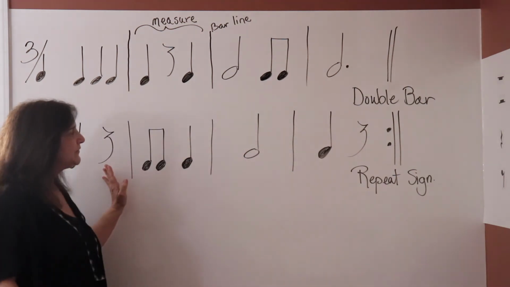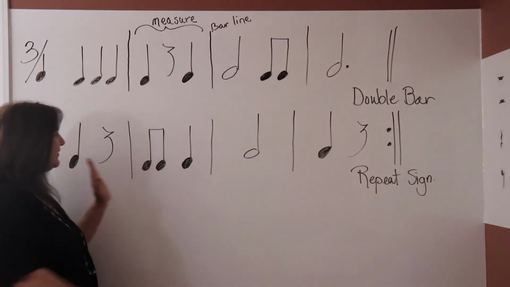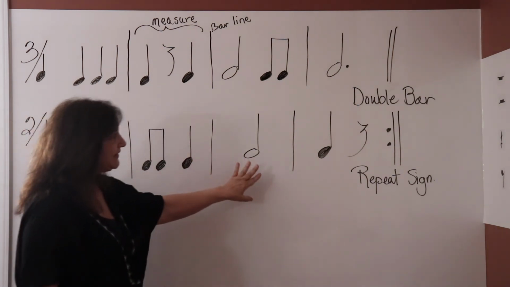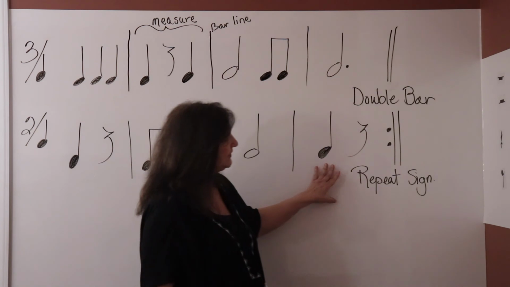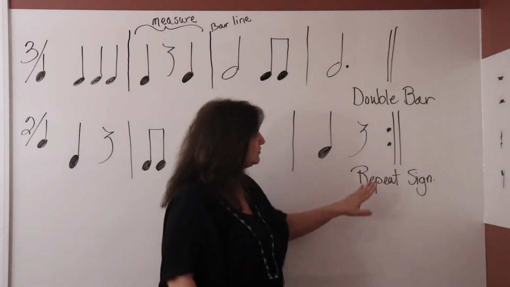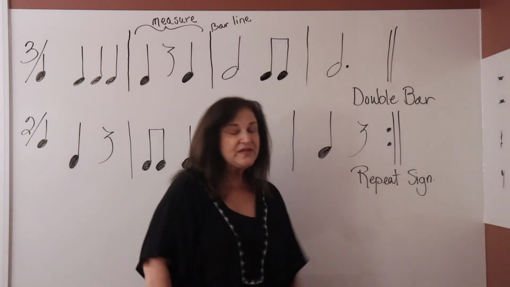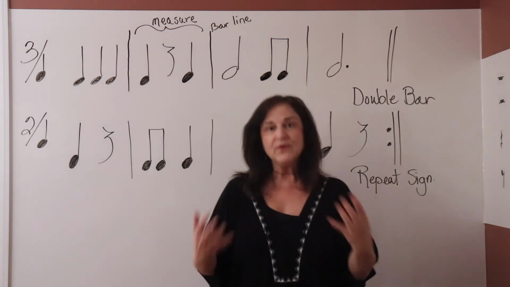This is in duple meter, meter in 2. The bar lines are separating sets of 2 beats. And at the very end, we have the double bar with the 2 dots, which is a repeat sign. So that concludes our rhythm unit.